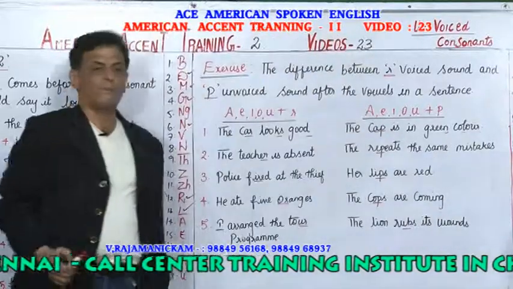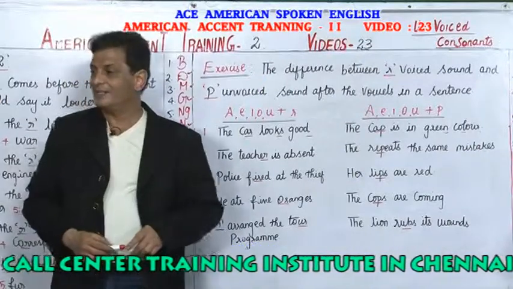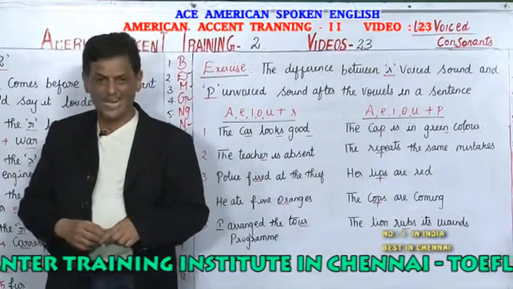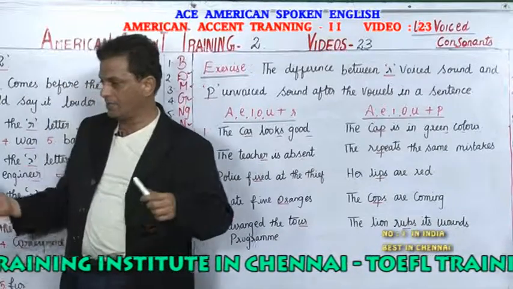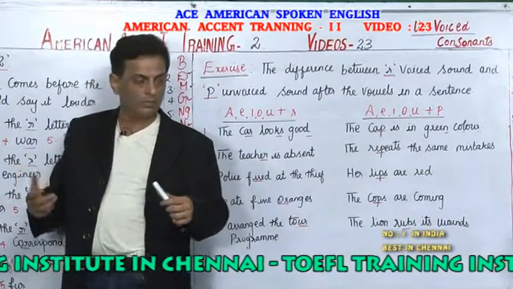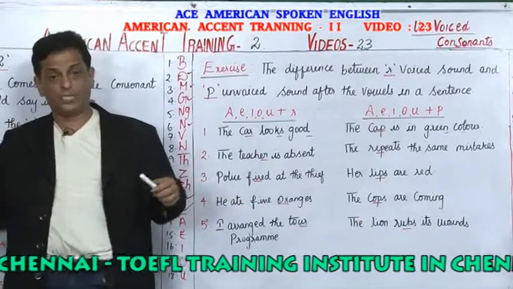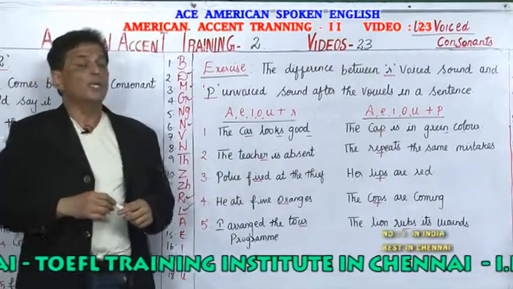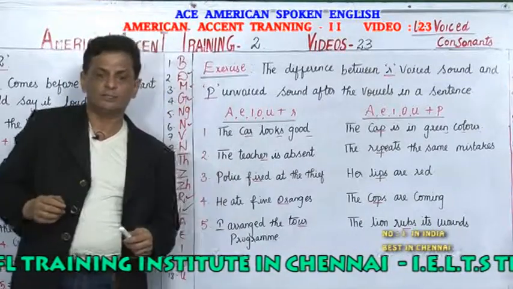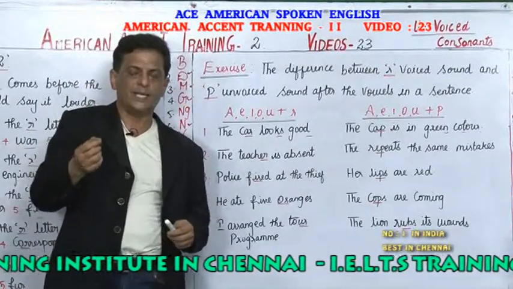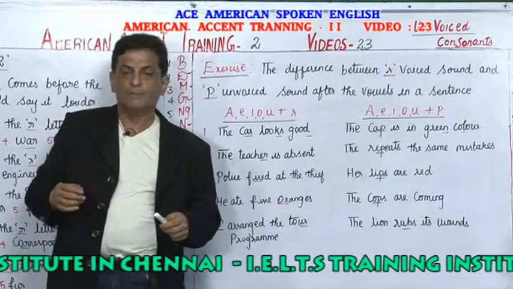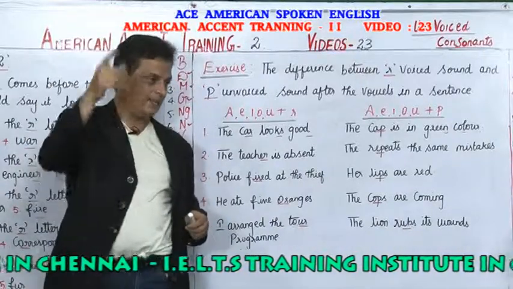Okay, how do you say? The cap is in green color. The cap is in the green color. So the cap should be shortened because before P comes, you are shortening the vowel sound. Green color. You got it, sir?